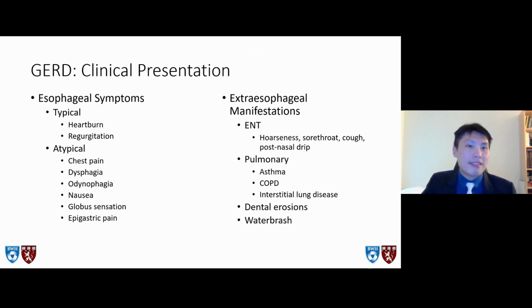Clinical presentation of GERD can be mainly divided into esophageal symptoms and extraesophageal manifestations. In terms of esophageal symptoms, the most typical symptoms we think about are heartburn and regurgitation. Some of the less typical esophageal symptoms include chest pain, dysphagia, odynophagia, nausea, or even a global sensation of epigastric pain. Extraesophageal manifestations include hoarseness, sore throat, cough, postnasal drip, some of the ear, nose, and throat symptoms, as well as some pulmonary conditions like asthma, COPD, or interstitial lung disease.